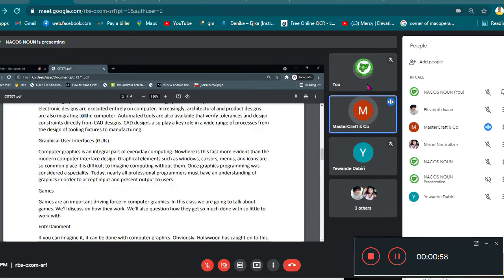The next application of computer graphics is the graphical user interface. These are GUIs.